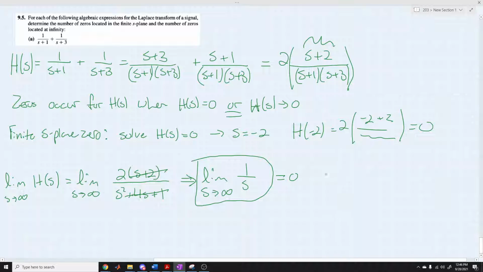So we'll have a zero at infinity, because the limit of H(s) as s approaches, excuse me, as s approaches infinity is 0. Hope that helps. Thanks.